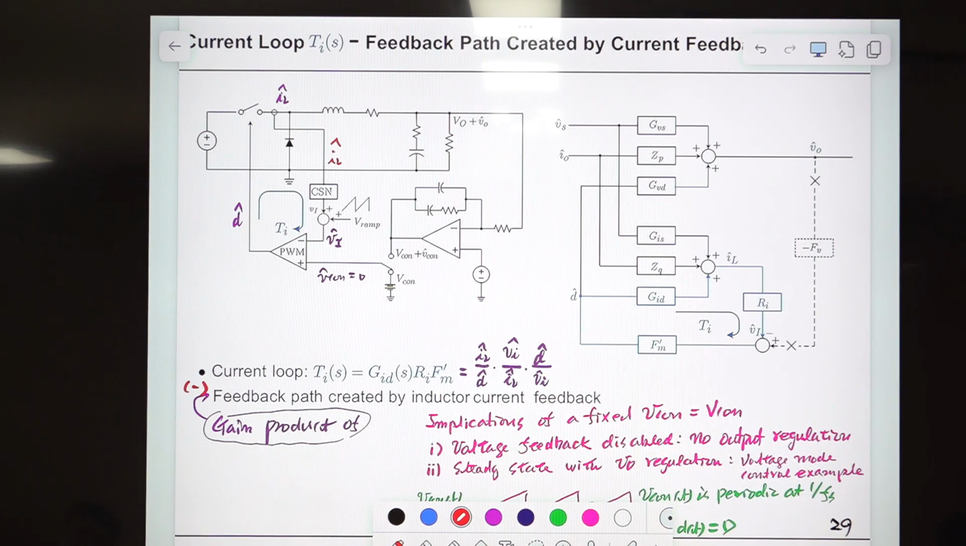The reason for this is obvious, right? Because you already have this minus sign. So to make the result positive, you need an additional minus sign here. So actually it is the minus gain product of the feedback path created by inductor current feedback. So negative is necessary here. You understand this, all right? Okay.